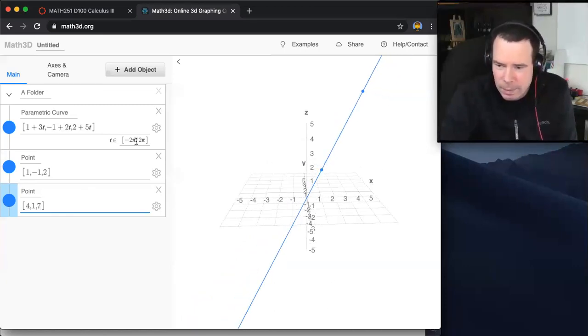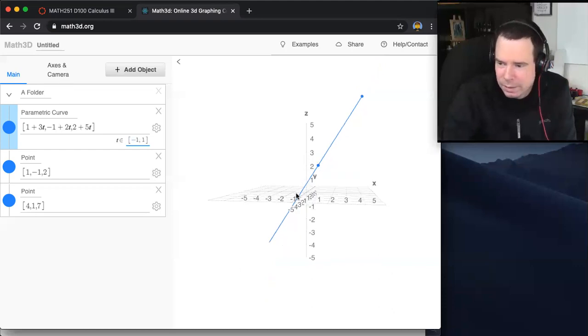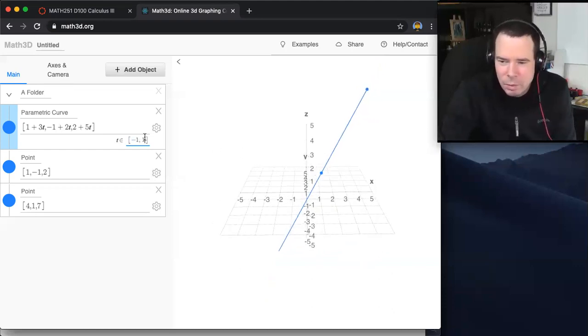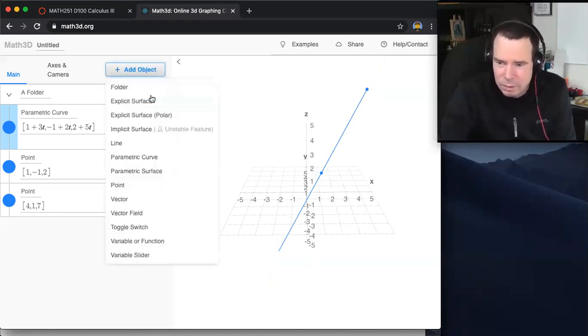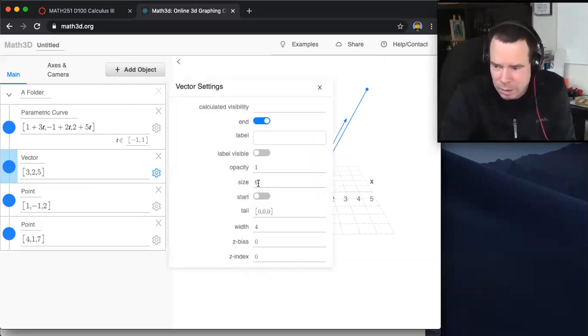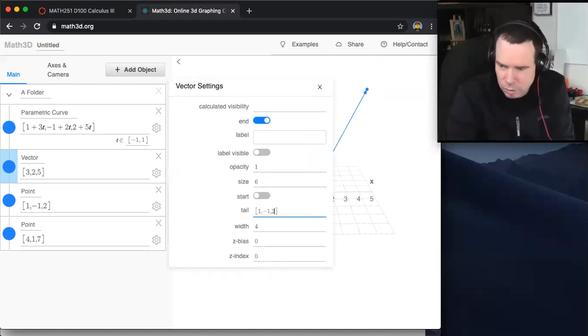So now, notice if I change the t value, let's say negative 1 to 1, my line segment's getting shorter. And what does that mean? Well, what this means is I've got this vector. I'll put the vector in, and this is the last thing we'll need. I've got this vector 3, 2, 5, which points in the direction of the line segment. And I will move it so that its tail is now at the point P, which is 1, negative 1, 2.